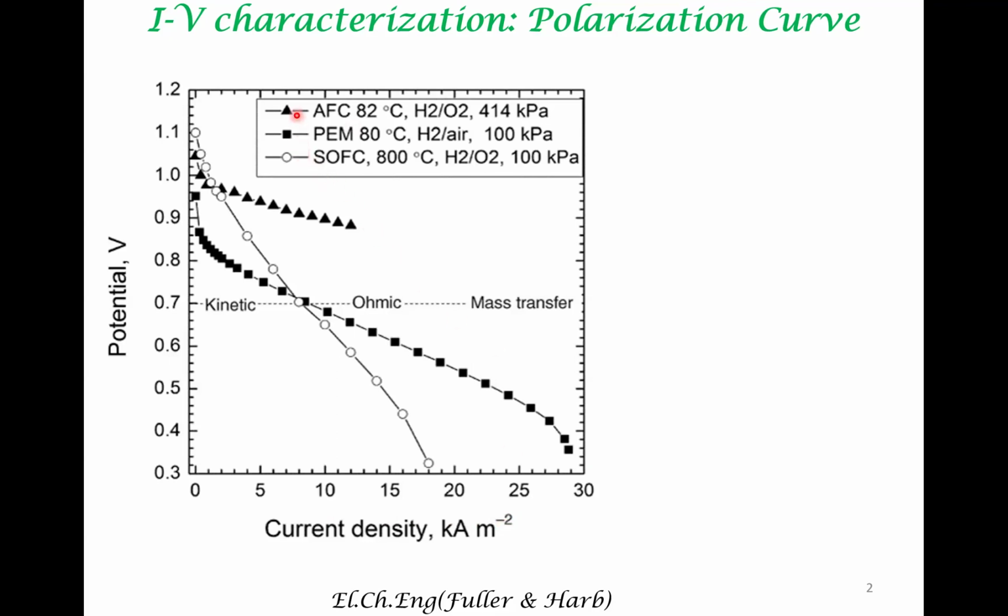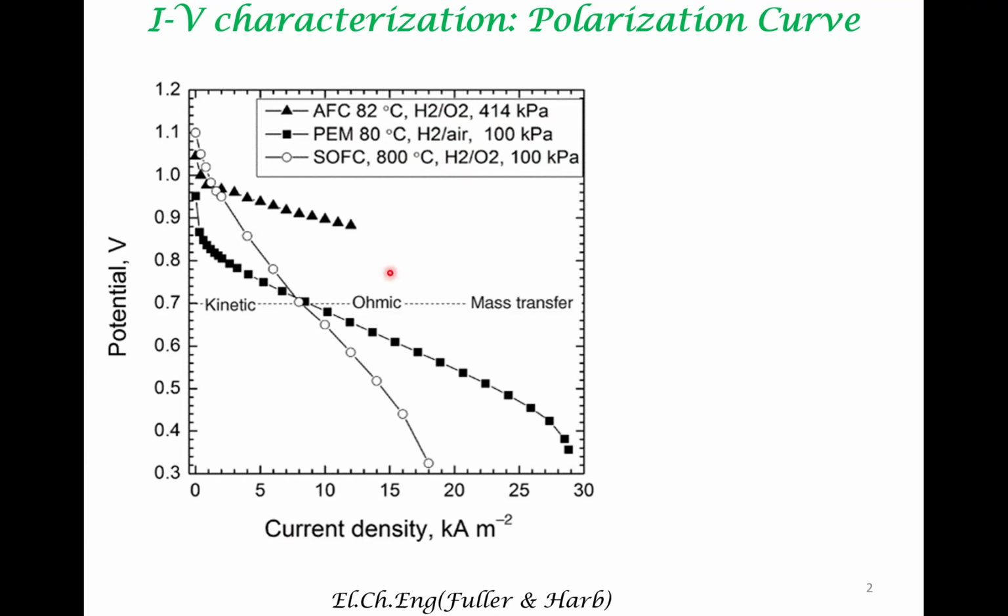As opposed to these two fuel cells, the solid oxide fuel cell operates at a much higher temperature, which is 800 degrees centigrade. The composition here is also sort of similar. That is, for the alkaline fuel cell and the solid oxide fuel cell, you are only supplying hydrogen and oxygen. But for the proton exchange membrane fuel cell, oxygen is supplied via air. So there is some small difference in pressures.